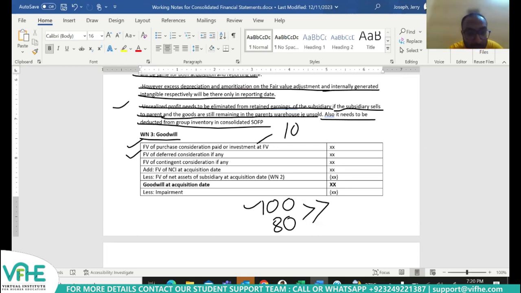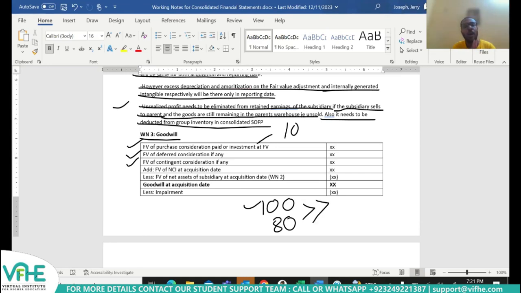Then we have to add fair value of contingent consideration. What do you mean by contingent consideration? Suppose I am saying, Mr. A, right now I will give you 10 rupees, but after 3 years, if the subsidiary's profit reaches 1,000, then I will give you 90 more. Otherwise, I will not give you the 90. So that 90 rupees is contingent, depending upon a certain criteria or situation. That is contingent consideration. That also we need to account for. Again, we have to discount it to present value.